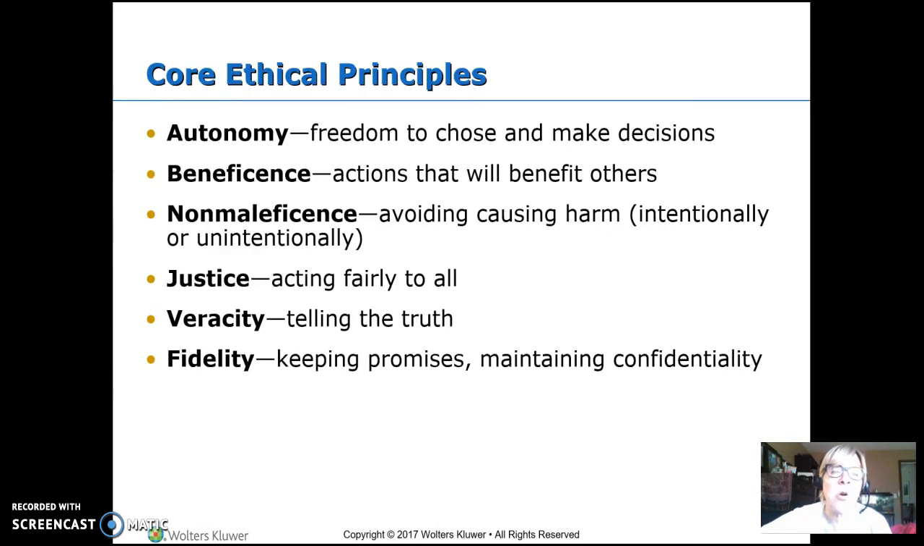So some of the core principles of ethical nursing are autonomy. Families get to make the choice even if it's not the one you would want. Beneficence. Everything you do should be beneficial. Non-maleficence. Cause no harm. Justice. Act fairly. Veracity. Tell the truth. Don't lie to your families. And fidelity. Keep promises, which includes maintaining confidentiality.